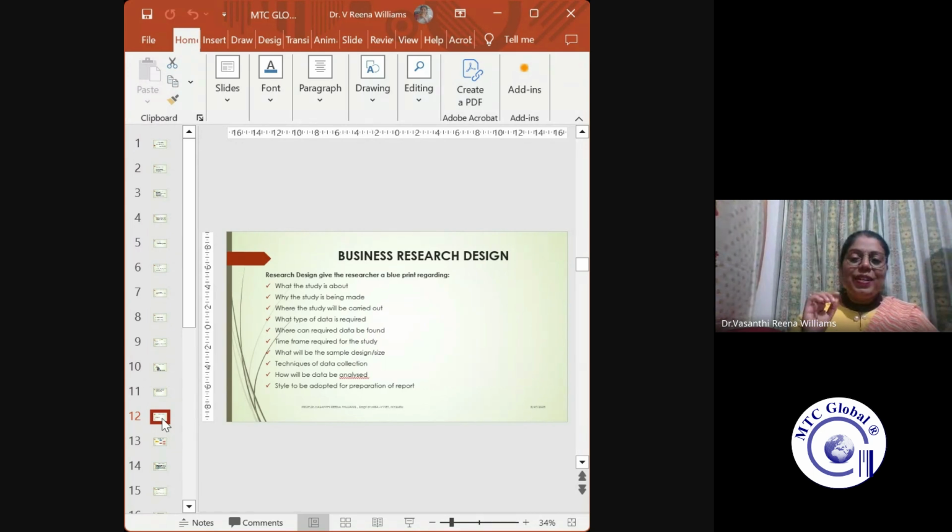Okay, so this is what we call a blueprint. So what's a research design? It's a blueprint telling you and giving you an idea before you start. Like I told you, if you're going hiking, I just gave you that example. If you're going hiking, you're not just walking out of the door. That is not a good research design. Okay, not research design, not the right way to do anything. So how do you do it? You have a plan.